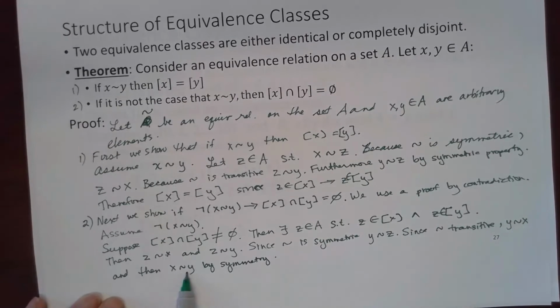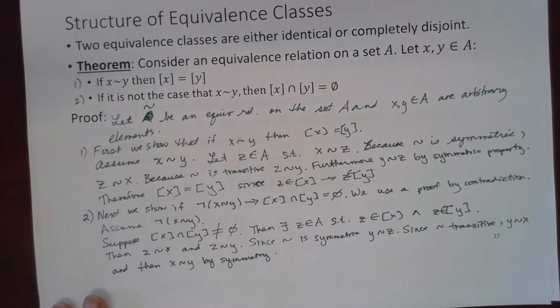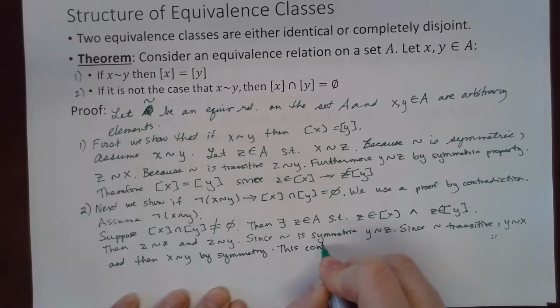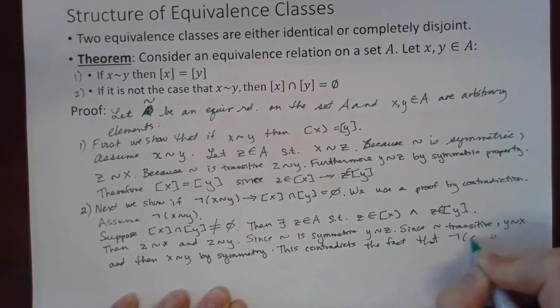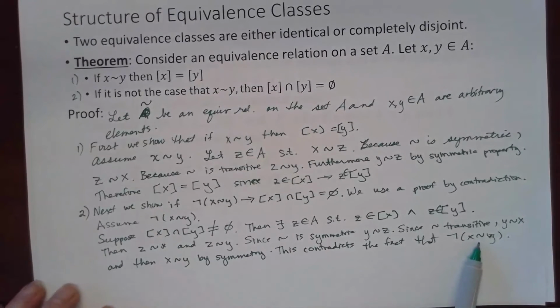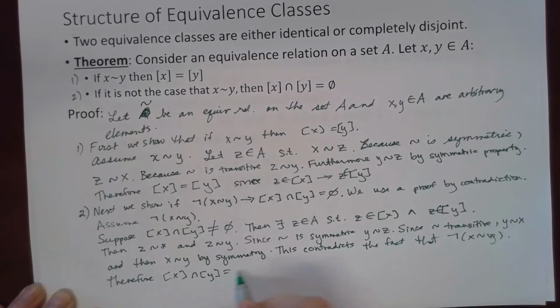Now, look at that, and look at our assumption. Is there any possible way for us to both have that X and Y are not related and that X and Y are related? Of course not. They can't both be true. Okay, so there's our contradiction. So this contradicts the fact that X is not related to Y. Okay, so we found that contradiction. What does that mean? Well, it means that this thing that we supposed to be true can't possibly be true. So therefore, it must be the case that the intersection between the equivalence classes of X and Y is indeed the empty set.